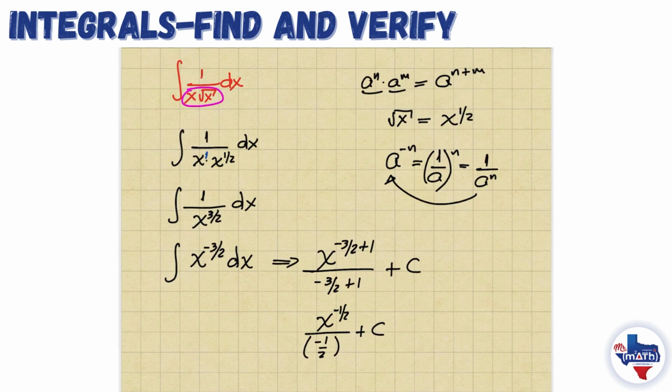And our final answer, we could say that the division by negative 1/2 gets transformed into negative 2. And x to the negative 1/2 will be 1 over x to the 1/2, which is equivalent to the root of x, plus our constant of integration.